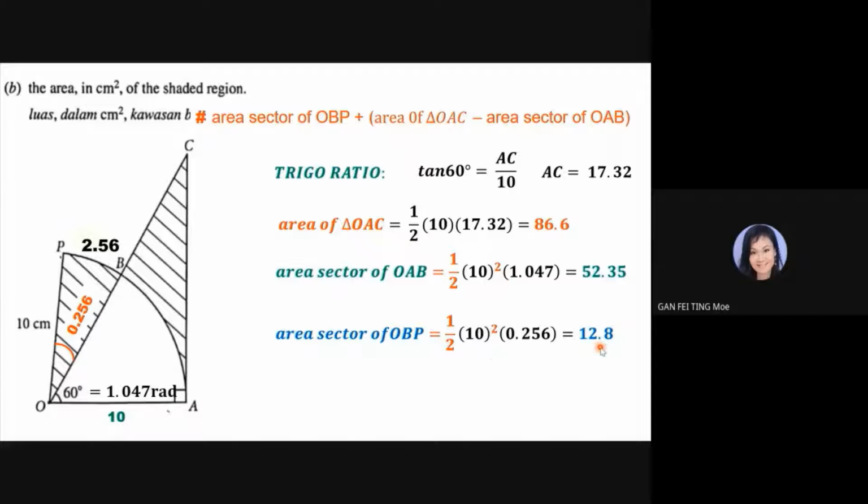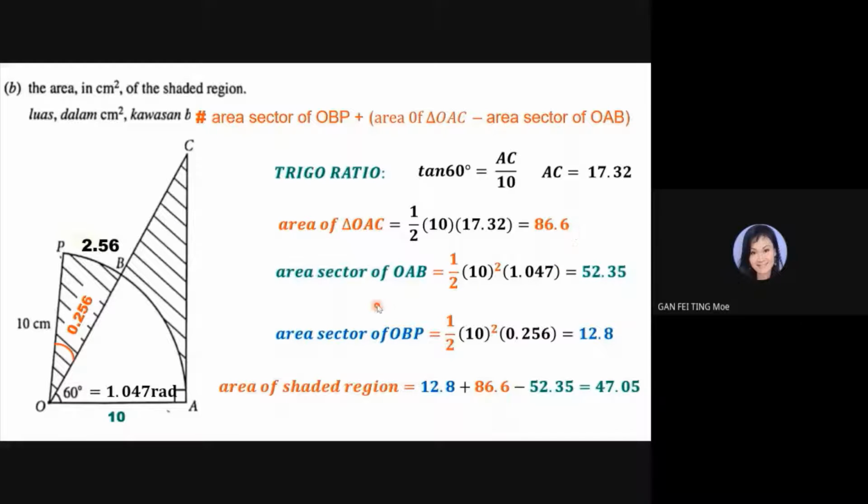So I get this. So what do I do now? This is 12.8. This is 86.6. And this is 52.35. Substitute into what you planned just now. Finally, you got your answer as 47.05. You get it? So this is how easily you score your marks. Now, how many marks here? You got your 6 marks easily. Is it that difficult? No, it is not difficult.